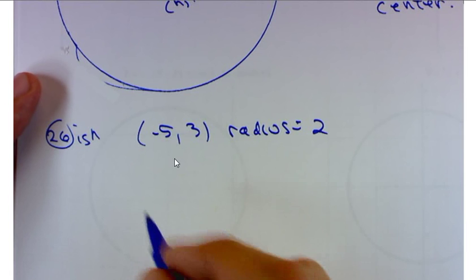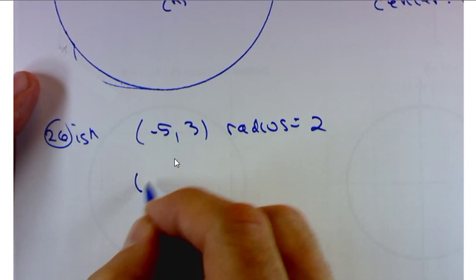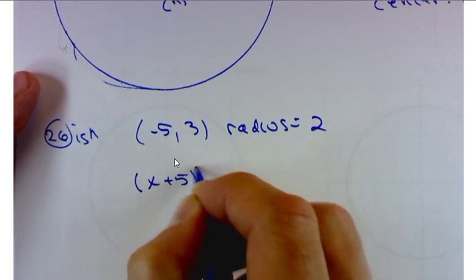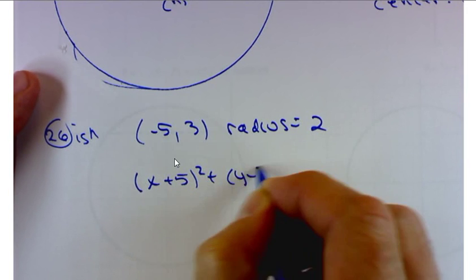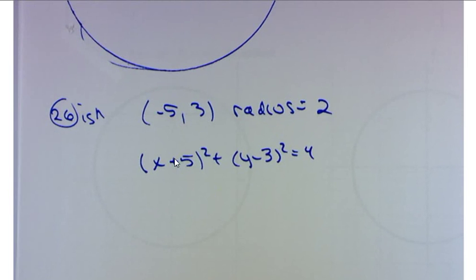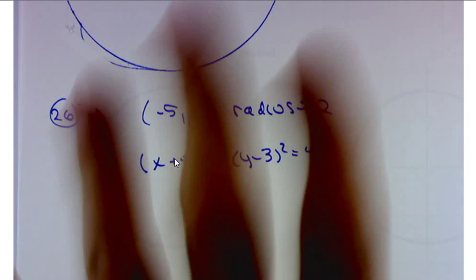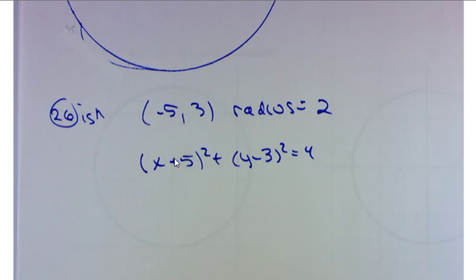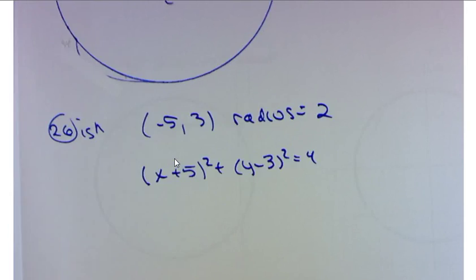Krista? X plus 5 squared plus... And I'd accept 4 or 2 squared, either way. All right, looking good on those. So there's two problems left that I want to cover. Are you okay going both directions on these circle problems? Giving you the center, find the equation, or you have the equation, find the center.